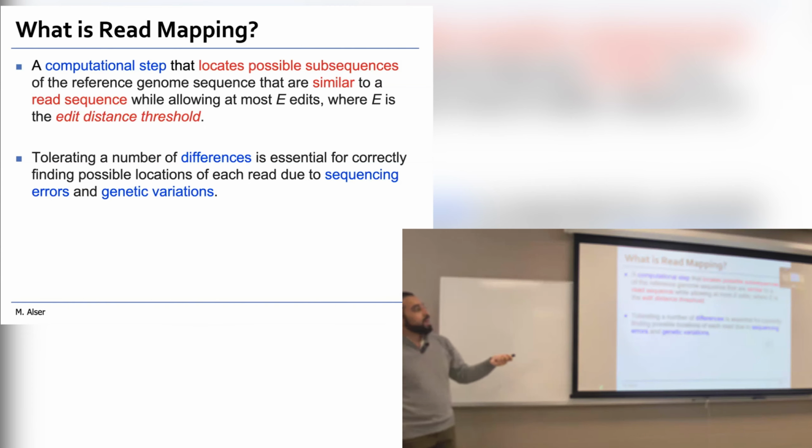Okay? While allowing at most E edits. And E is a threshold, which is an integer number. And we call it the edit distance threshold. Why do we need to allow for some mismatches? So finding an exact match will not help us. We really need to allow for some diversity.